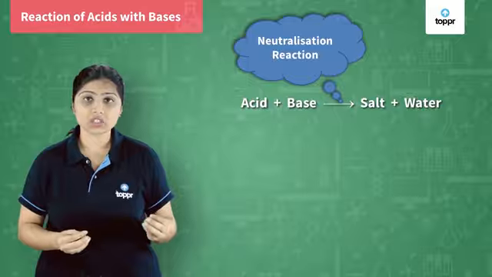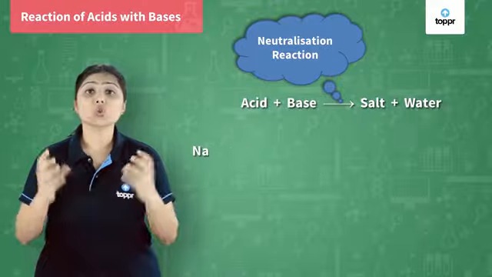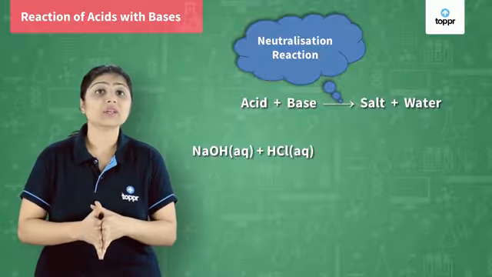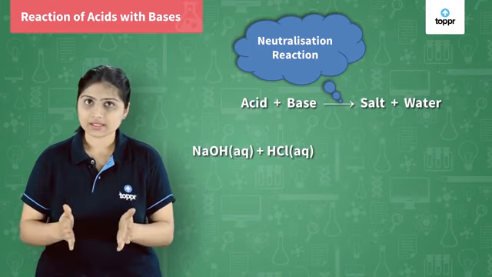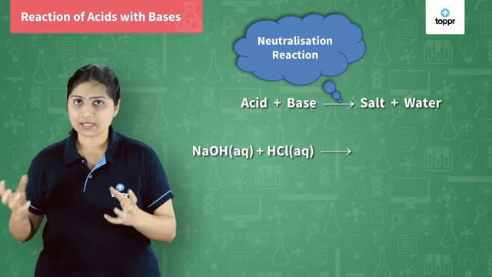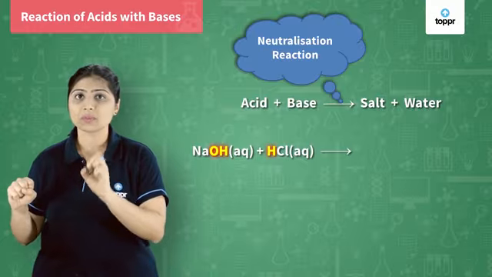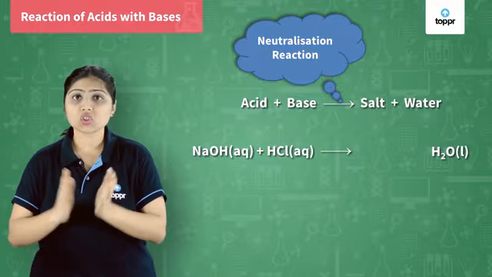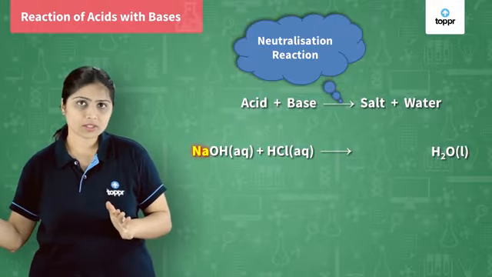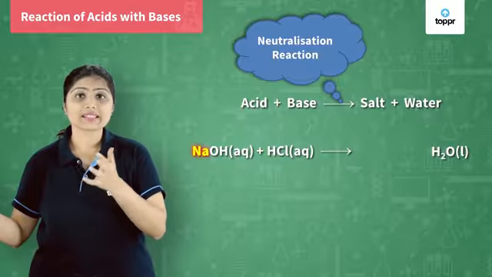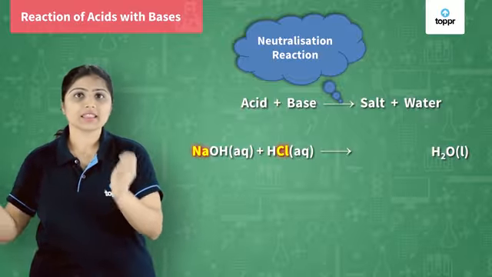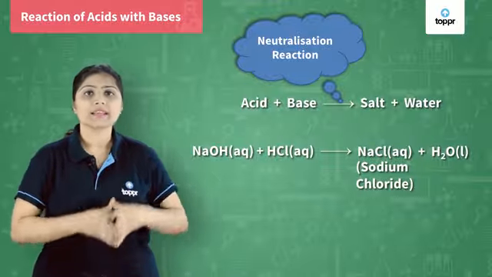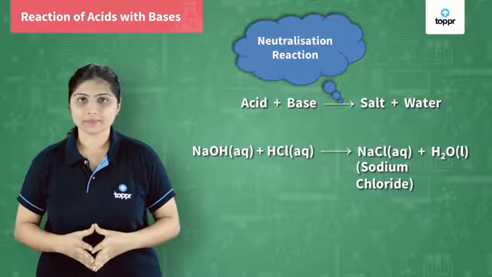Now let's write an equation of our activity. We took sodium hydroxide, which is written as NaOH. It is aqueous. We added hydrochloric acid to it, which is HCl, again aqueous. Now when they react, what happens is the OH from the base and H from the acid react and form water, whereas the part remaining forms the salt. So from sodium hydroxide, sodium is remaining, and from hydrogen chloride, that is hydrochloric acid, Cl is remaining. They combine and form sodium chloride. So sodium chloride is aqueous, whereas water is liquid.